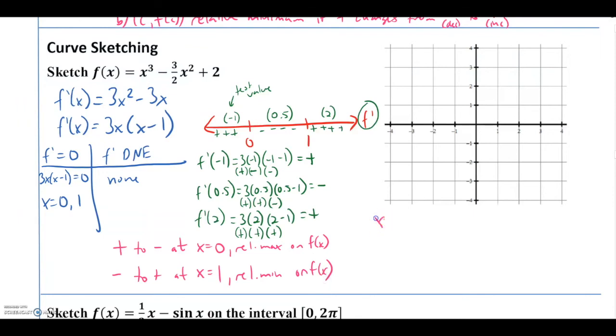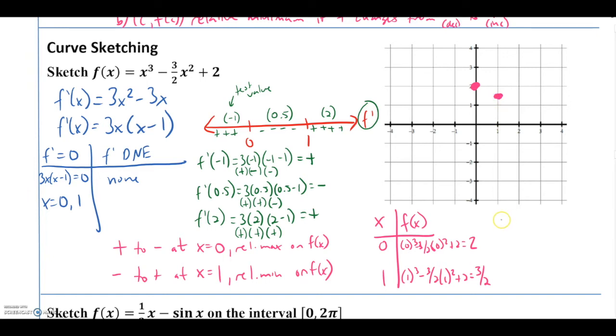Now I'm still going to go back, and I am going to set up a t-chart, but I'm only going to do that with the two values that I care about, where the relative max and min are located. I'm going to go back and plug this into the original. That's because I am going to approximate this curve, but these are two spots I know I can graph accurately. So I know I can graph the point 0, 2 for my relative max, and plugging in 1 will give me positive 3 halves. So 1, 3 halves would be my relative min.